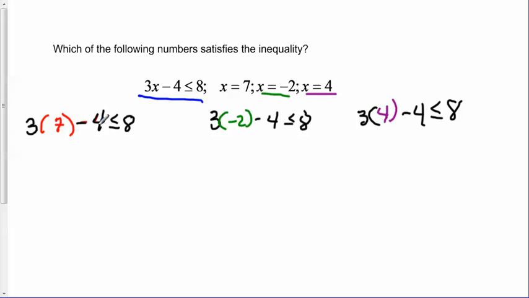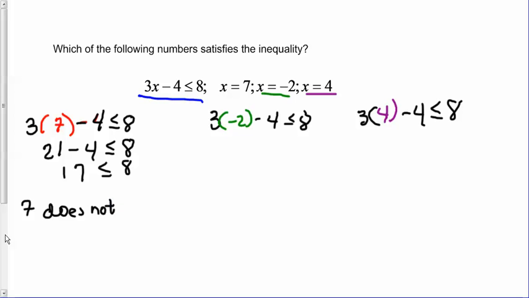So we're going to use the order of operations to simplify the left side of the inequality, and then we'll see if the value that we end up with is in fact less than or equal to 8. So on this first one, we'll multiply first. So we have 21 minus 4, and we're wondering if that's going to be less than or equal to 8. 21 minus 4 we know is 17, is less than or equal to 8. Now we know that this is false. 17 is not less than or equal to 8. So 7 does not satisfy the inequality.